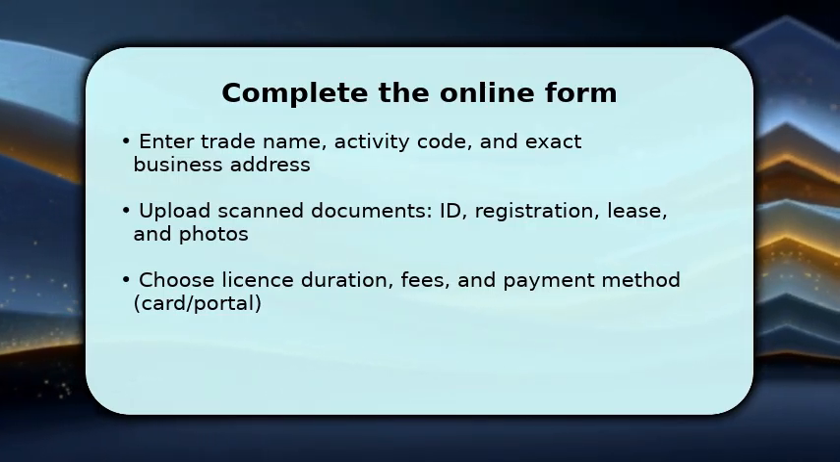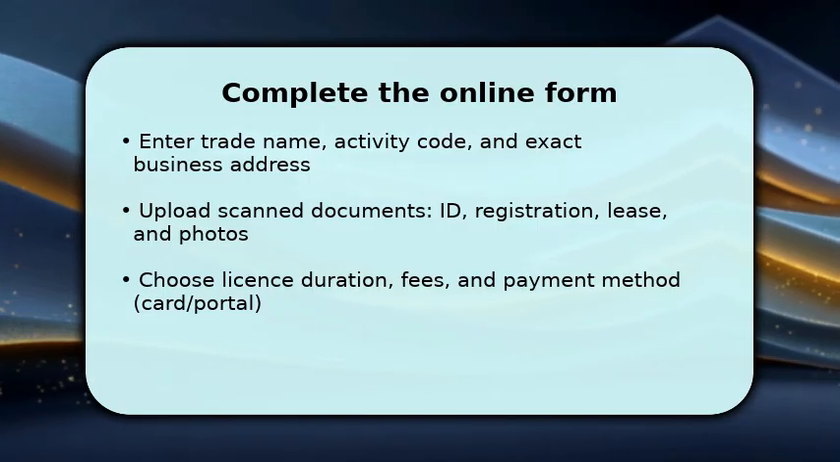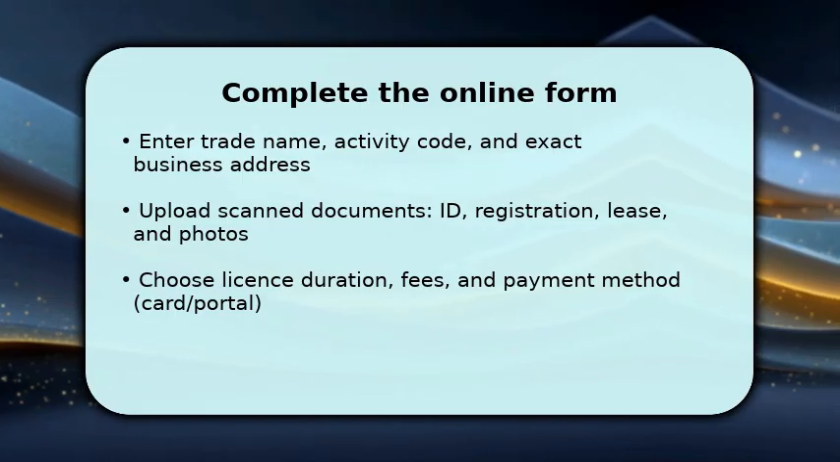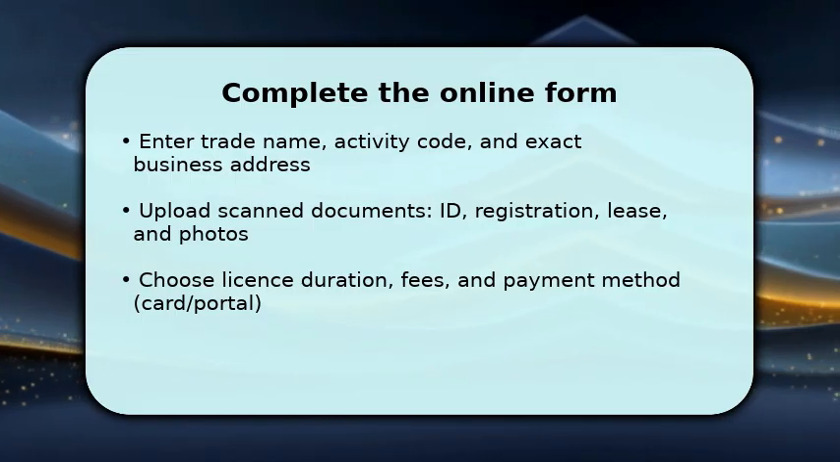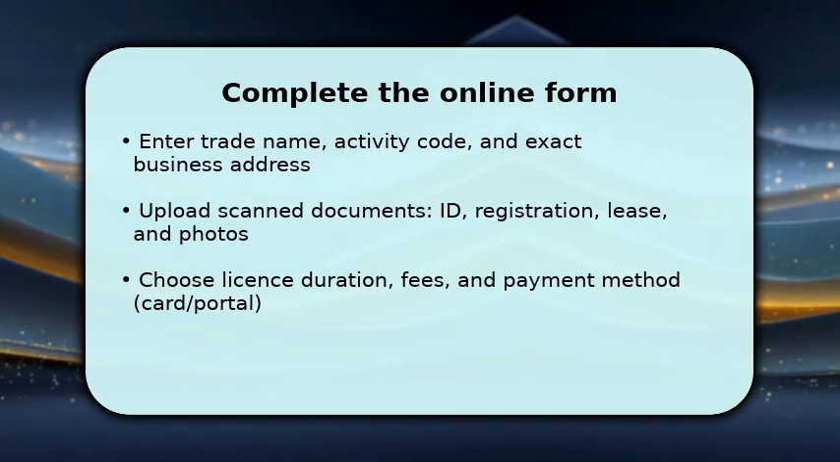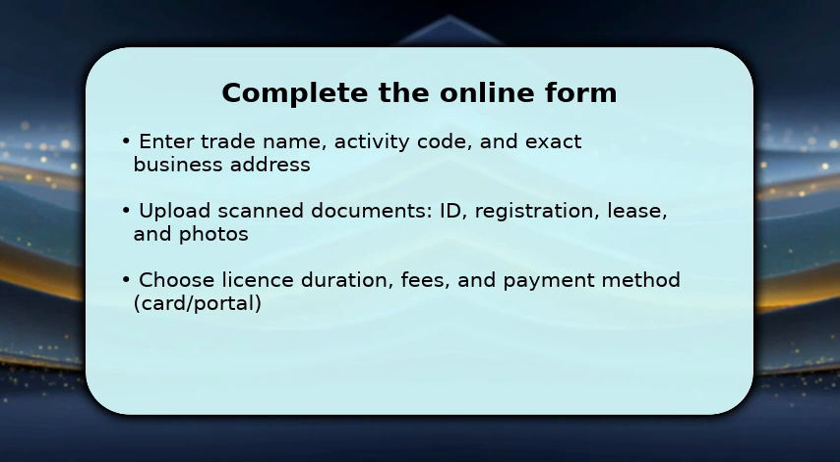Then upload clear scans: ID, company registration, lease or ownership, and required photos. The portal accepts JPG or PDF up to specified sizes. After uploads, select license period and review calculated fees. You will pay by card or portal wallet. If the form flags an error, correct it immediately and revalidate before final submission.